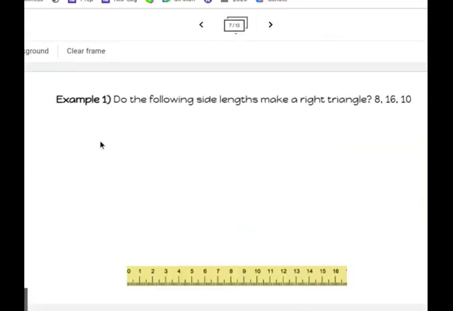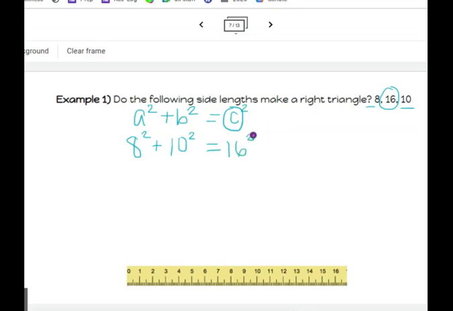So example 1, do the following side lengths make a right triangle? 8, 16, and 10. I'm going to circle the biggest one because that should be my hypotenuse. So the Pythagorean theorem says A squared plus B squared equals C squared, where C is the hypotenuse. So these other two numbers, 8 and 10, can go in for A and B. And again, the order doesn't matter because 8 squared plus 10 squared is the same thing as 10 squared plus 8 squared. And I'm going to go ahead and draw a line just so I can remind myself of the left side and the right side of the equal sign.